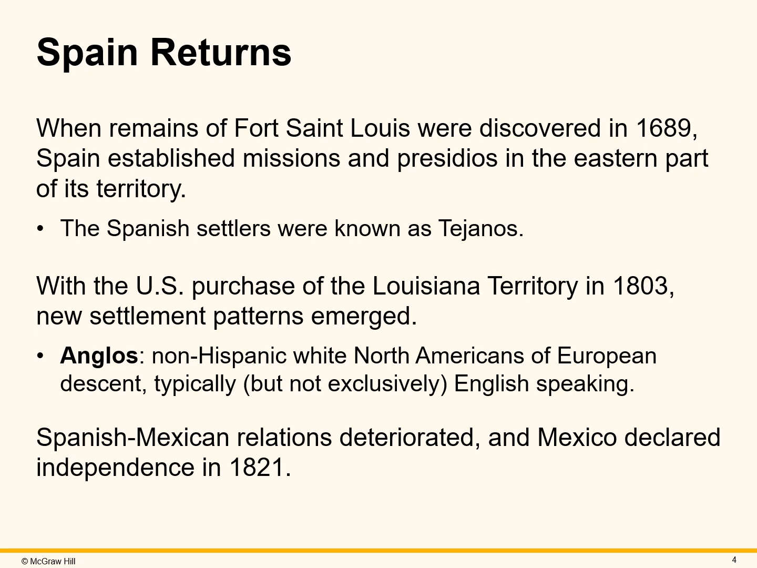When remains of Fort St. Louis were discovered in 1689, Spain established missions and presidios in the eastern part of its territory. The Spanish settlers were known as Tejanos. With the U.S. purchase of the St. Louis territory in 1803, new settlement patterns emerged. Anglos were defined as non-Hispanic white North Americans of European descent, typically but not exclusively English-speaking. Spanish-Mexican relations deteriorated and Mexico declared independence in 1821.